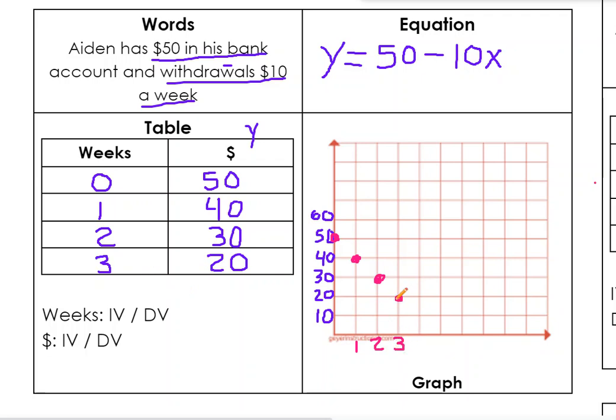And you can kind of see it's going in a trend, right? And that's what we learned, that all these should make a straight line because they're linear equations. They have the same slope. This slope is down 10, because technically 50 to 40 is 10, right? Down 10 over 1. And that's what our slope is here.